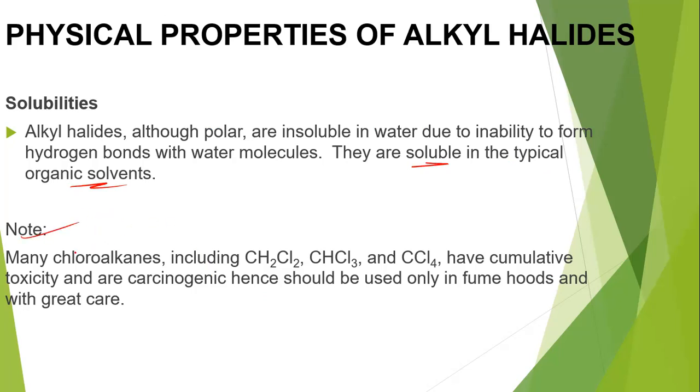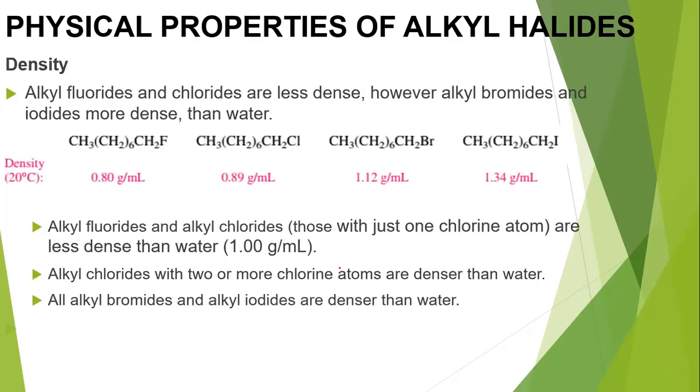Now, there's a note here saying that many fluoroalkenes, including methylene chloride, chloroform, and carbon tetrachloride, have cumulative toxicity and are carcinogenic. This is more stressed in pharmacology, especially this one. You realize how free radicals can actually lead to some carcinogenic activities in your body. The density. Now we are saying that alkyl fluorides and chlorides are less dense than water. However, alkyl bromides and iodides are more dense than water. Very simple, right? So you keep this one.